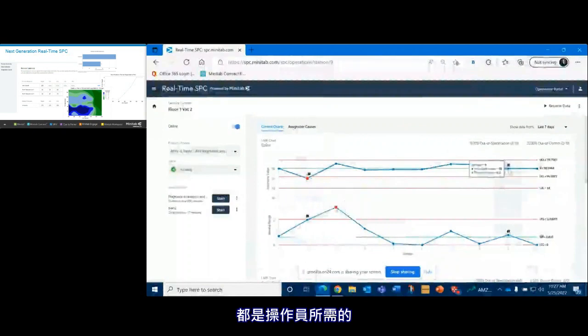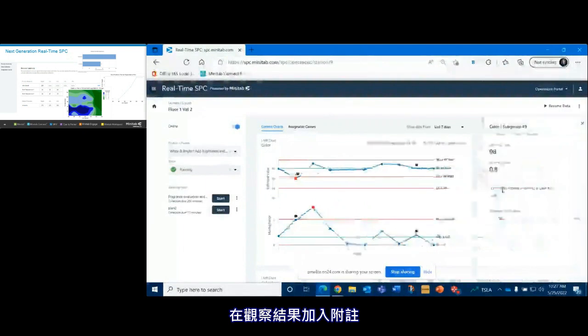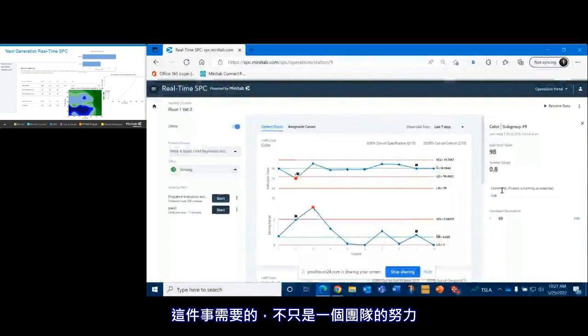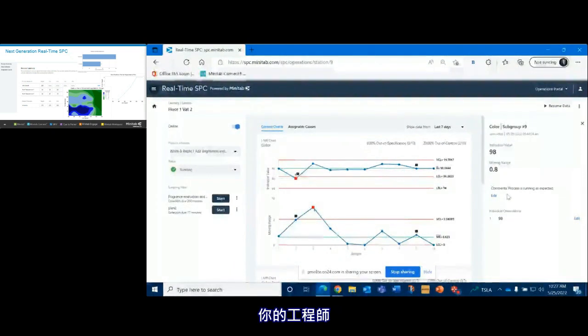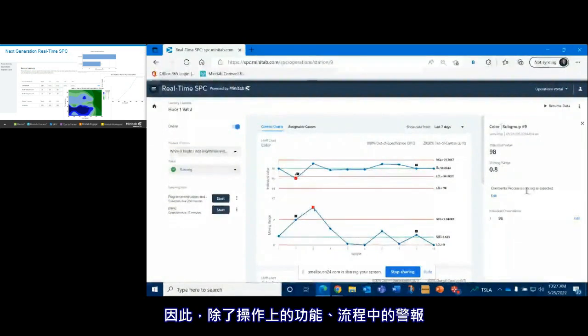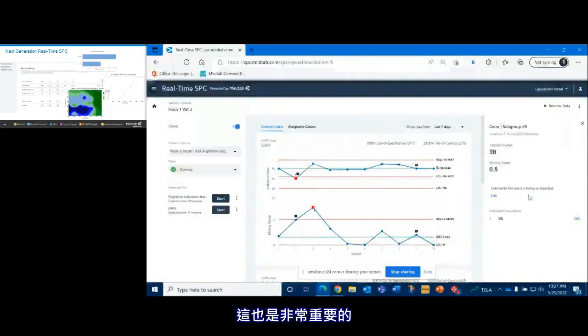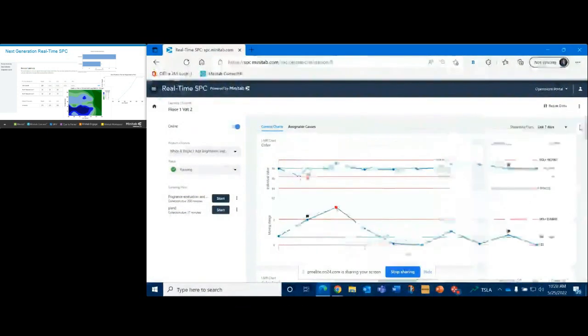Within an operator's needs, I also need to start putting notes on observations. This is not so much a team effort as a bigger process, where you have operators collecting data or monitoring a process, supervisors that are monitoring them, and engineers who are in the mix, either keeping a close eye on processes or wanting to know when something's going on. So it's very important that we are able to add notes and communications in addition to alerts on a process.